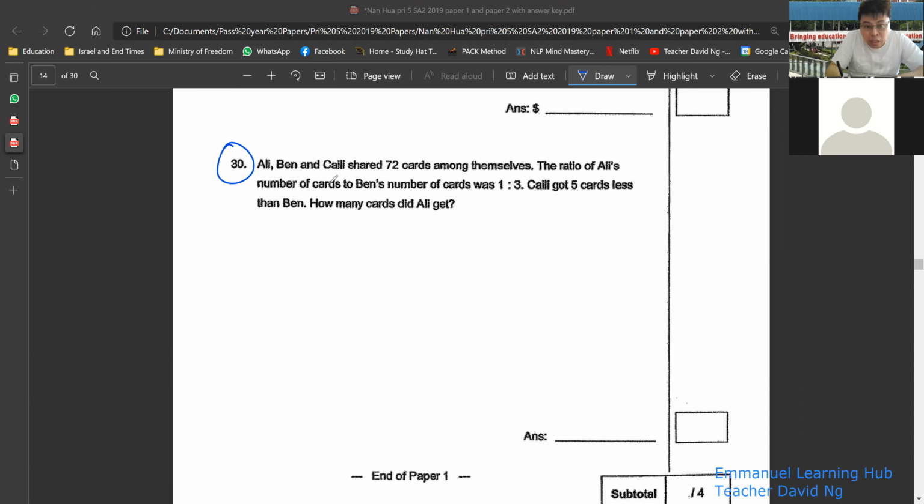Ali, Ben, Cai Li shared 72 cards among themselves. The ratio of Ali's number of cards to Ben's number of cards is 1:3. Kylie got 5 cards less than Ben. How many cards did Ali get?